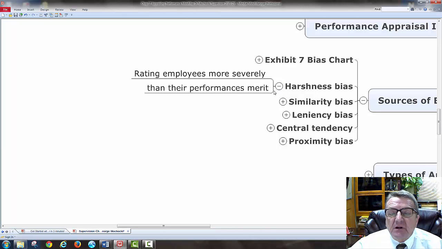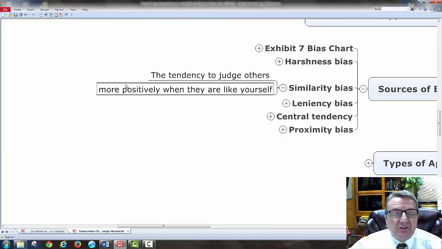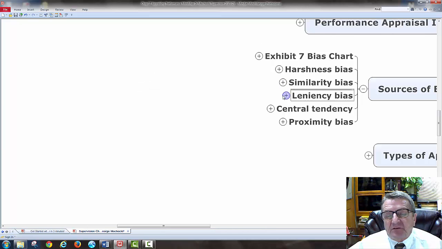Okay, so maybe harsh on a similarity bias, tendency to judge others more positively when they're like yourself. One thing that I could tell, they dropped the mold when they made me, because nobody is like myself. I'm only kidding. We're all unique, but we're all similar and everything else. So just remember some of those similarity biases.